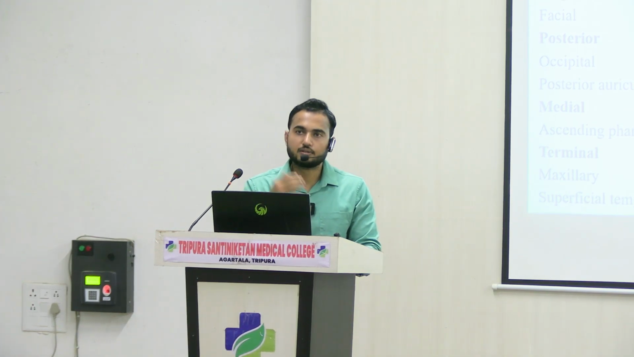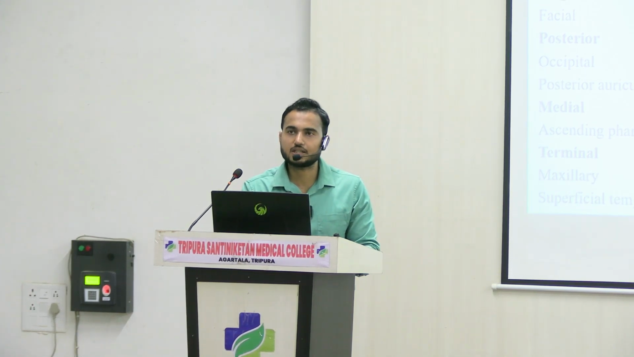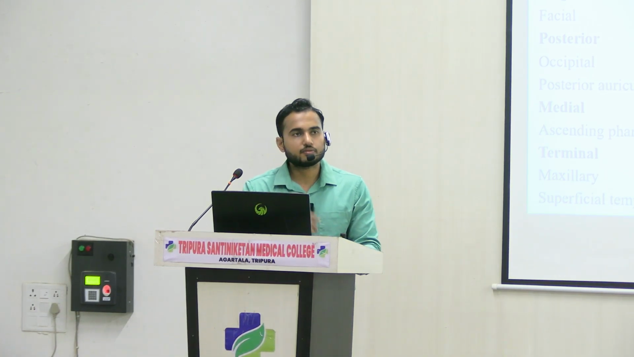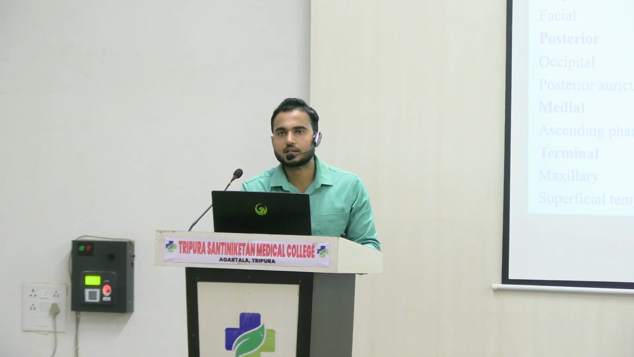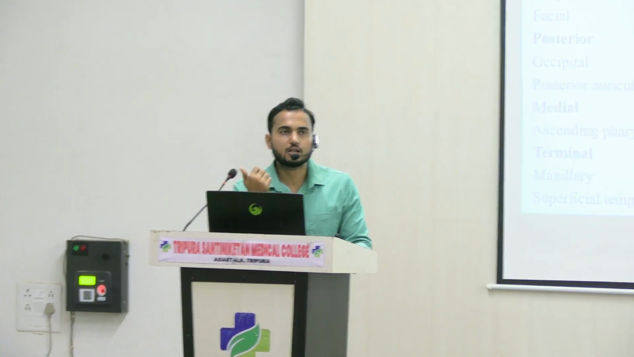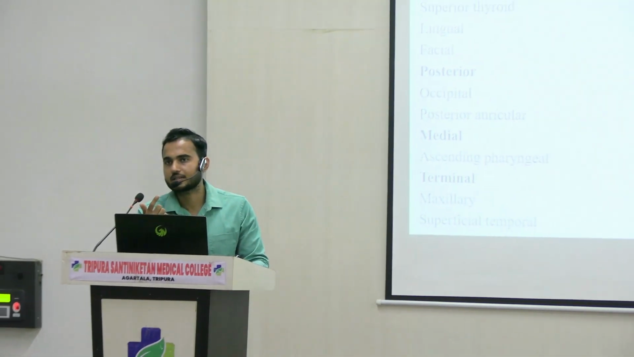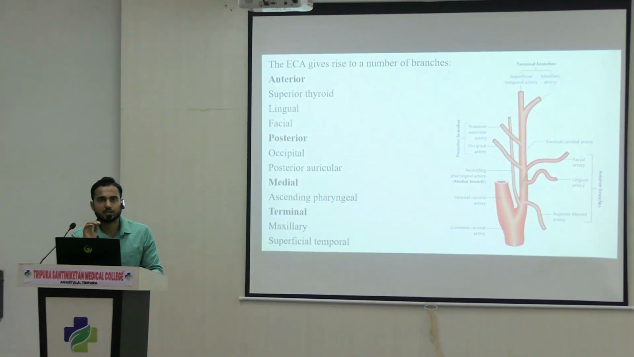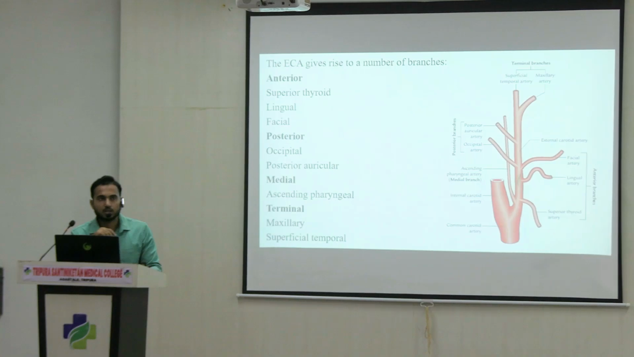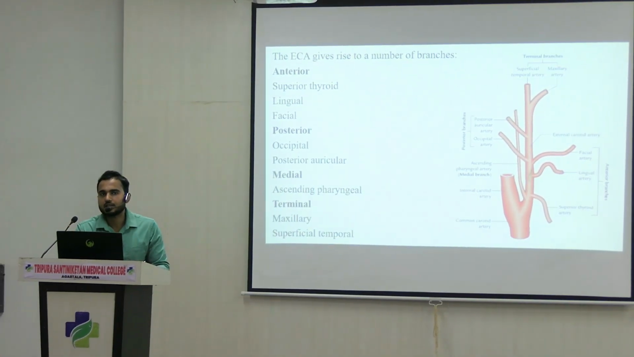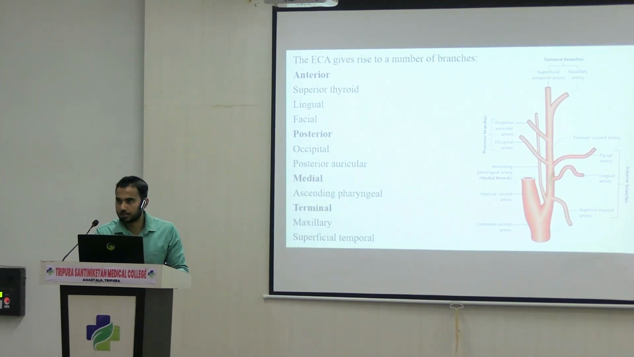Now, in the arteries, first we have to see the common carotid artery, which we have discussed earlier. Then from the bifurcation of the common carotid artery, we get two arteries, the internal and external carotid artery. Now, the bifurcation of the common carotid artery takes place at the level of the superior border of the lamina of the thyroid cartilage. So once it bifurcates, we get the internal carotid artery and the external carotid artery.